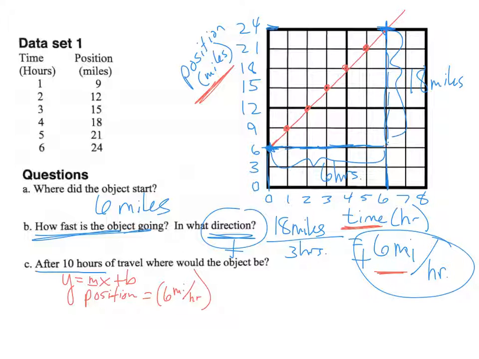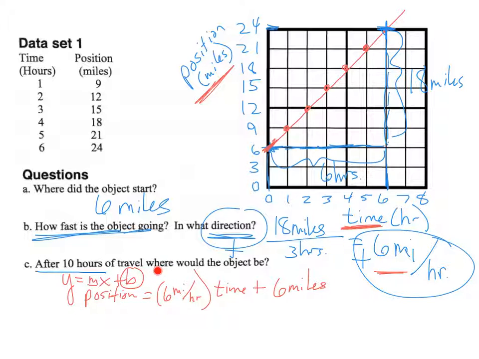The x variable is the time. That's on the x-axis. Plus the y-intercept. Again, remember, the b is the y-intercept, which is where our line crosses the y-axis, which is 6 miles, which again was our starting position. So now what? It looks like I'm going to run out of room. They want to know where after 10 hours. So where is the position?